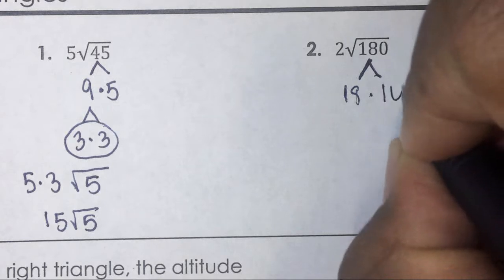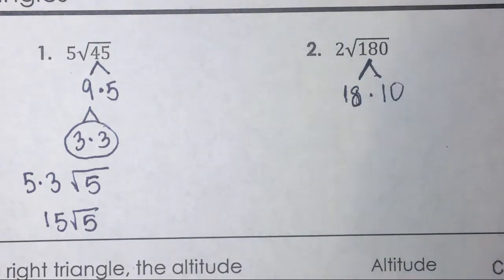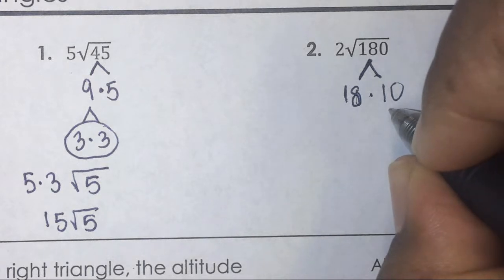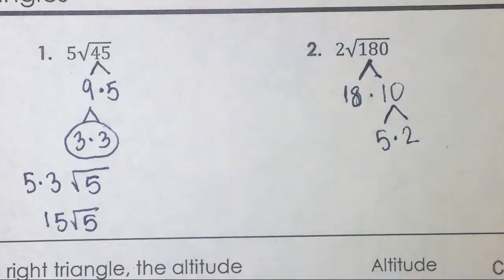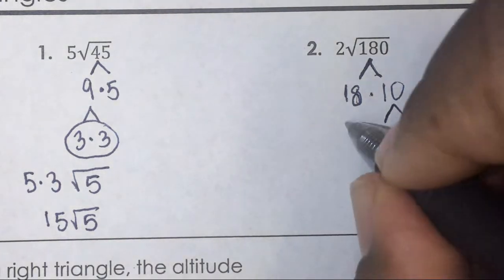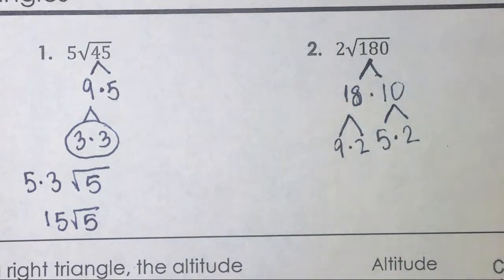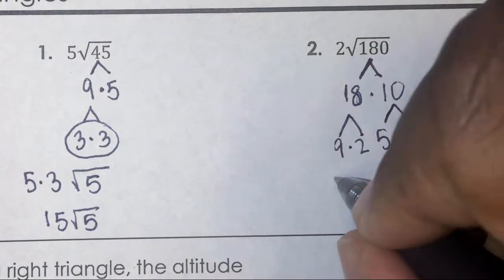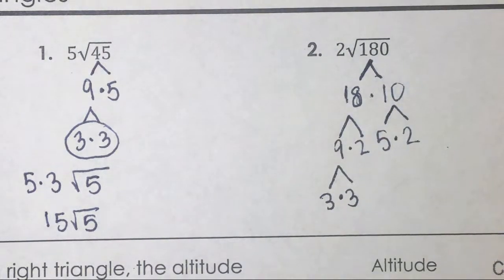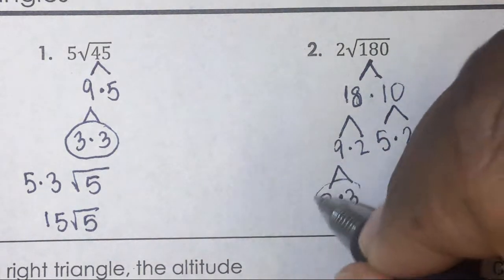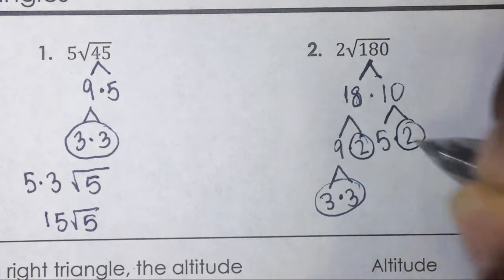18 and 10. And then what you did after that? For the 10? 5 and 2. Then 9 and 2. Say it one more time. For the 9, 3 and 3. 2 3s go together. And the 2 2s. Okay.